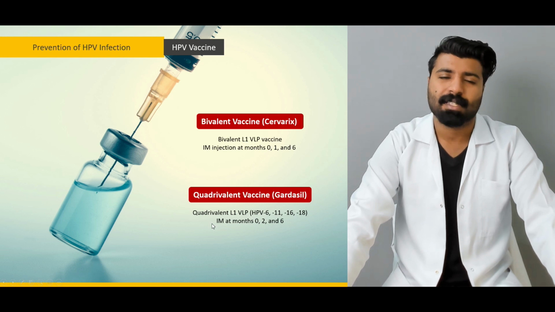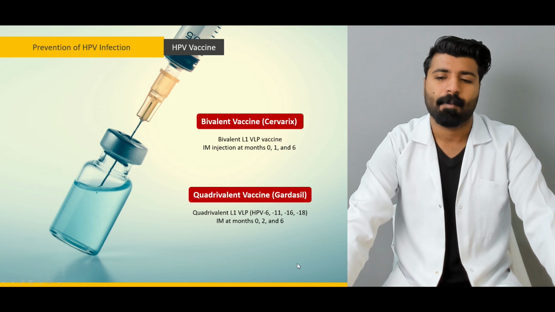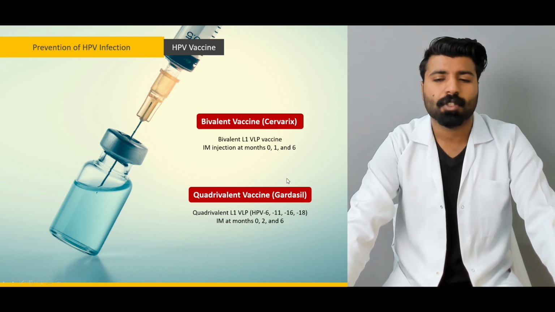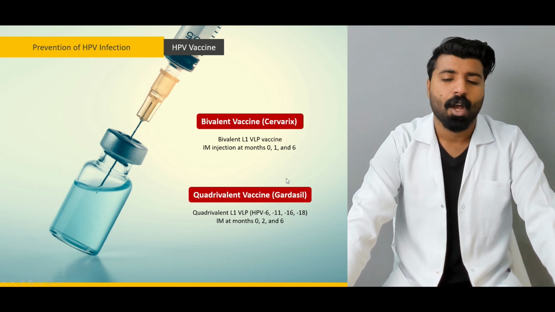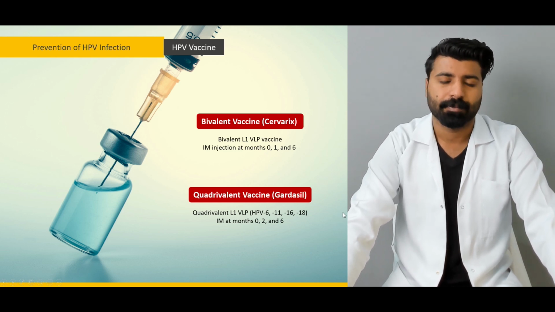It is given the same way, intramuscularly, at the months of 0, 2, and 6. There's only one difference. It's given at 0 and afterwards 1 month. It is given at 2 months. Most of the patients or most of the parents opt for quadrivalent vaccine, which is given in the name of Gardasil.